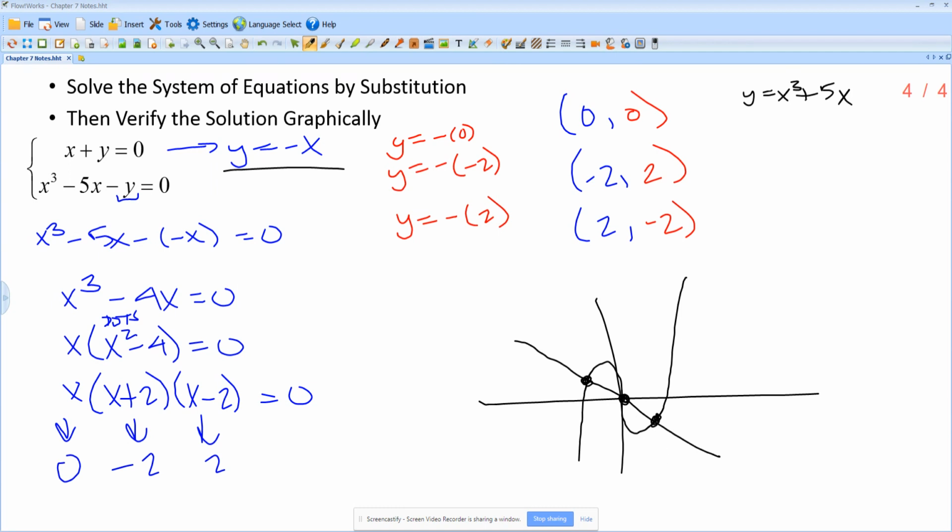All right, that's it in terms of graphically and using the substitution method. What we cover in 7.2 and 7.3 is the elimination method or linear combinations, and bigger systems. These were way too easy. But get started on some of that 7.1 homework. Lots of fun.